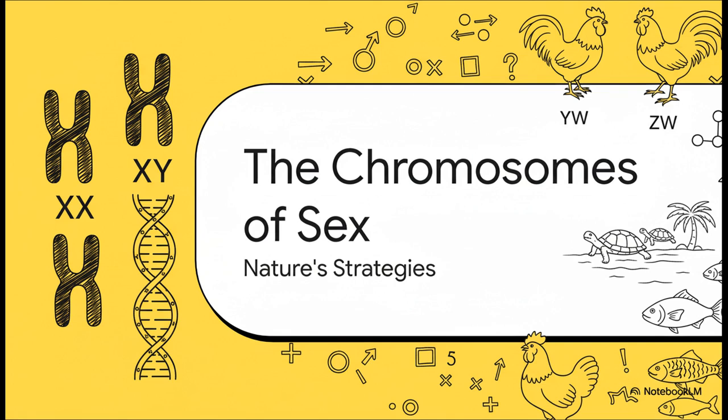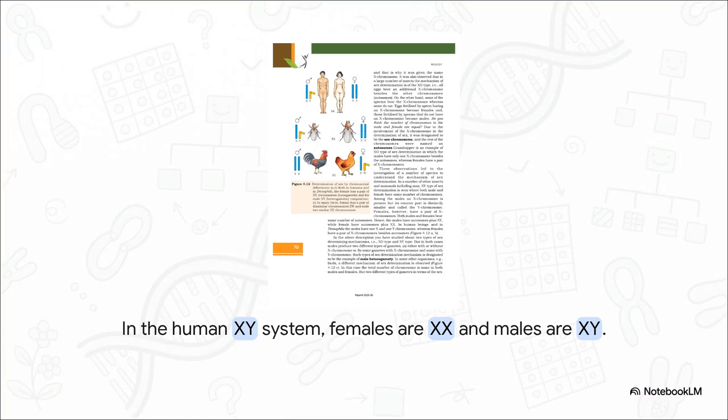As humans, we're really used to our XX and XY system. But it turns out nature has come up with several different and equally effective strategies for determining sex across the animal kingdom. First up, this system we all know best. As you can see here, humans have 23 pairs of chromosomes. The first 22 pairs are called autosomes, and they're the same for everyone. But it's that 23rd pair, the sex chromosomes, that's the big decider.